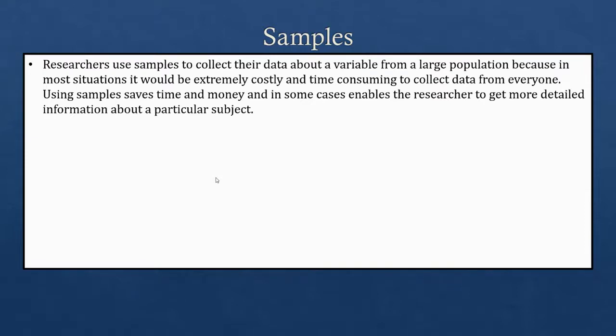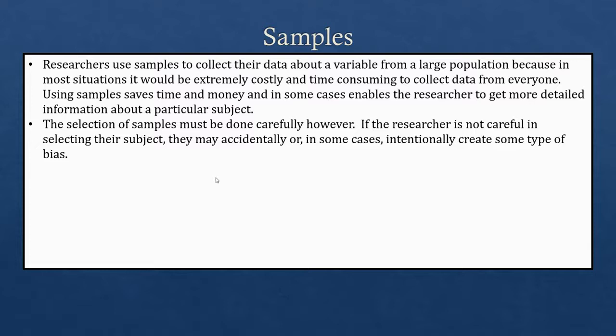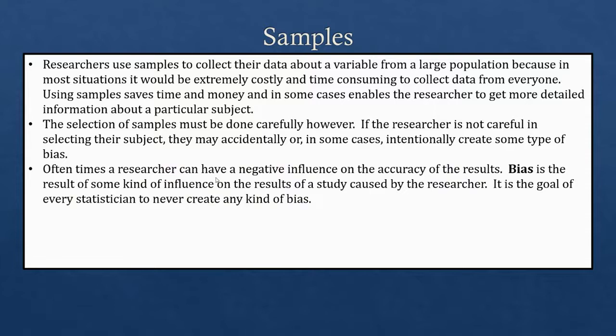Researchers use samples to collect their data about a variable from a large population because in most situations, it would be extremely costly and time-consuming to collect data from everyone. Using samples saves time and money, and in some cases enables the researcher to get more detailed information about a particular subject. The selection of samples must be done carefully, however. If the researcher is not careful in selecting their subject, they may accidentally, or in some cases, intentionally create some type of bias. Oftentimes, a researcher can have a negative influence on the accuracy of the results.